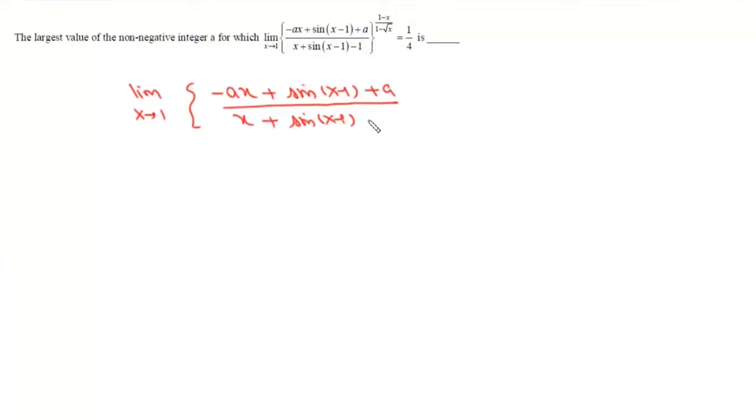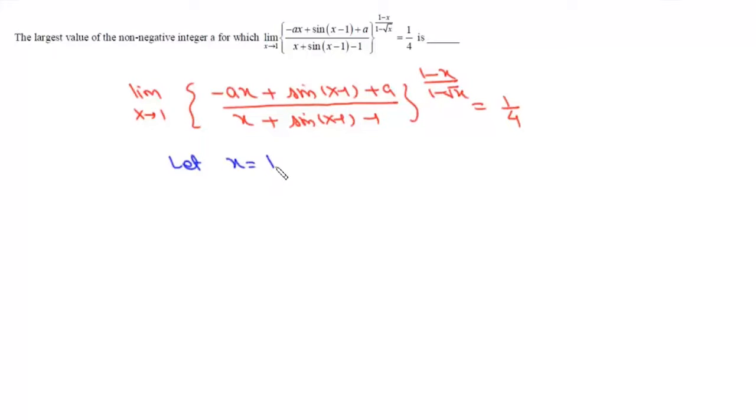Now the question is: find the largest value of the non-negative integer a for which this limit, x tends to 1, of (1 minus x plus sin(x minus 1) minus 1 plus a) upon (x plus sin(x minus 1) minus 1) to the power (1 minus x) upon (1 minus under root x), is 1 by 4.